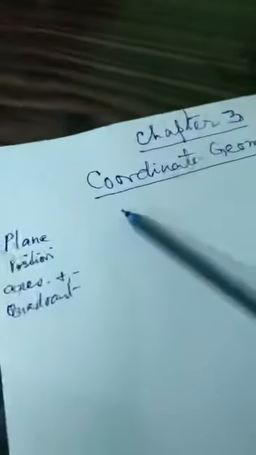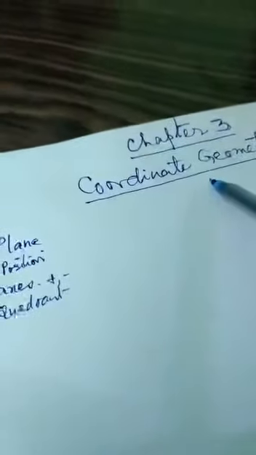You are already familiar with geometry, in which you have already learned about points, lines, angles, triangles, quadrilaterals, and so on. Coordinate geometry is related to geometry, in which we will find the position of any point on the plane. What is the plane?